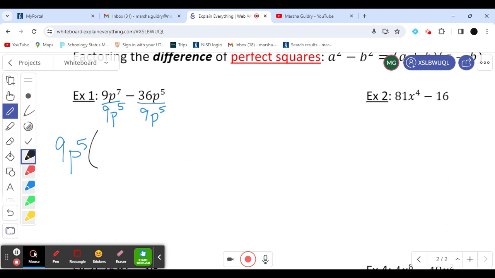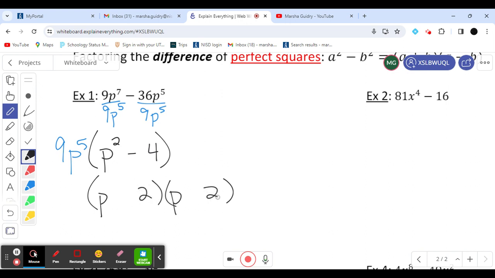What's left over when you divide that out? You're left with a p squared minus 4. So when I look inside my parentheses, I say, oh, well, p squared is definitely a perfect square, and 4 is also a perfect square. So I just set up my two empty sets of parentheses. What value times itself makes p squared? That's p times p. And what value times itself makes 4?